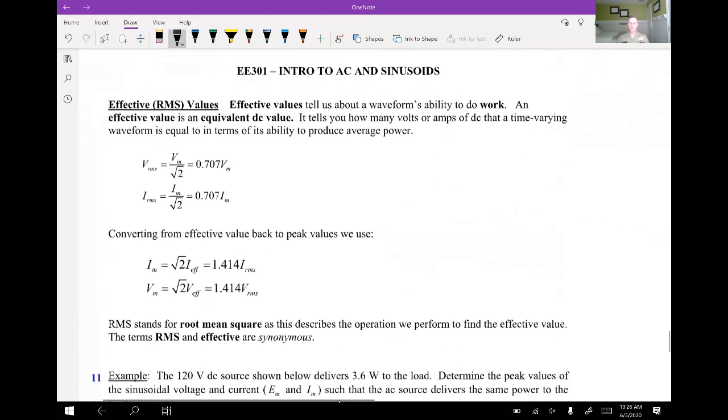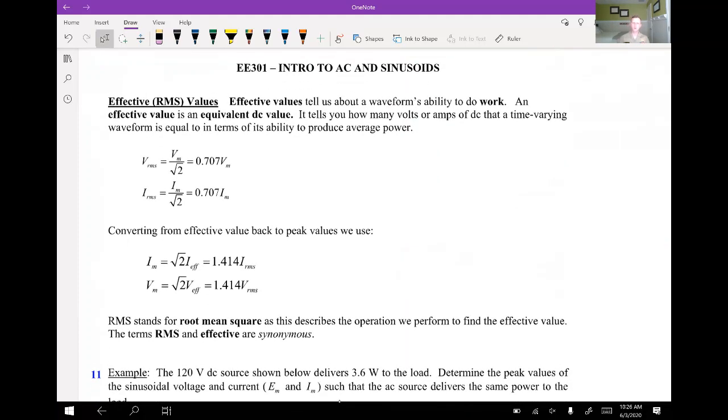Last topic is RMS values. RMS means root mean square. And the root mean square is just this idea of root 2. Right here, V RMS divided by the square root of 2. Often you'll hear us say divided by root 2. Root 2 is right there, RMS.